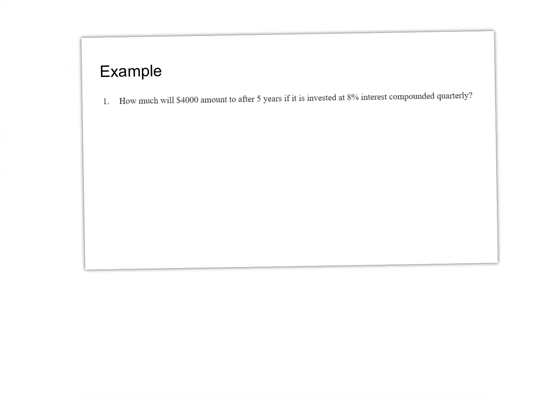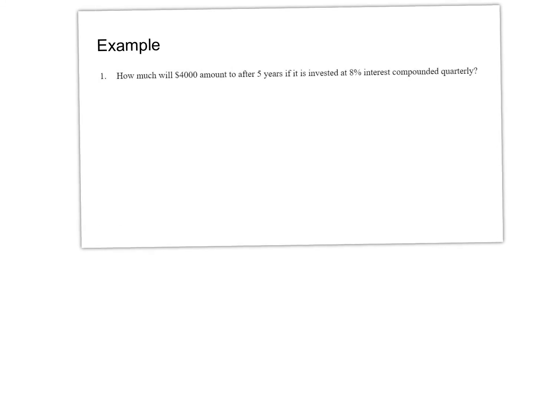Okay, so I'm going to shrink this a little bit, move it up here. Okay, so here we go. We're going to start by reading the problem first. We're not going to do anything else but read it. It says, how much will $4,000 amount to after 5 years if it's invested at 8% interest compounded quarterly? All right, so starting with our formula, I forgot to put that on the slide. A equals P times 1 plus R divided by N, raised to the N times T power.